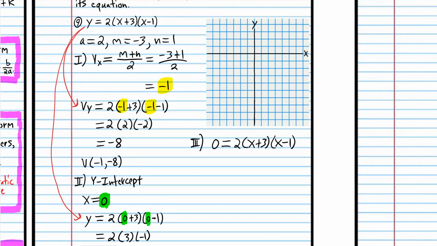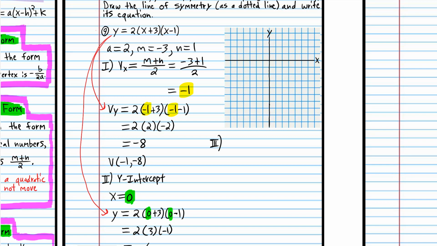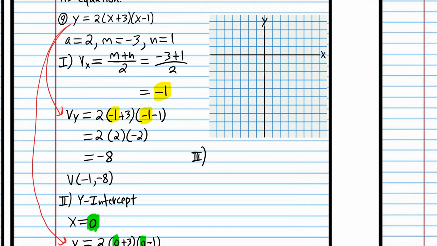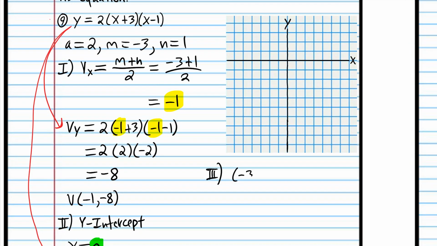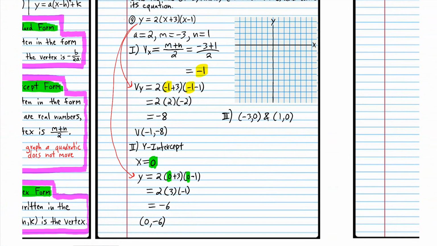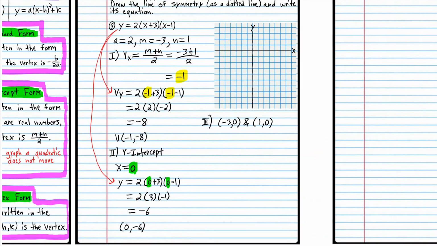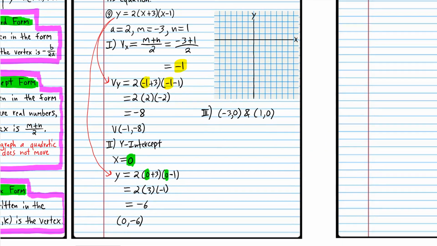So we don't really have to set y equal to 0. We can just look at this equation and see the x-intercepts by looking at it. So we can just write the x-intercepts immediately. So they are -3, 0, and 1, 0. All right, so now we have pretty much everything we need.